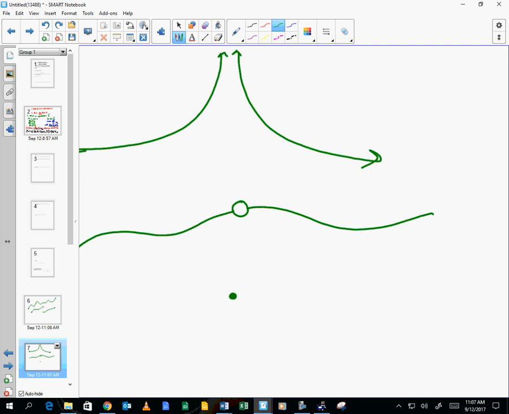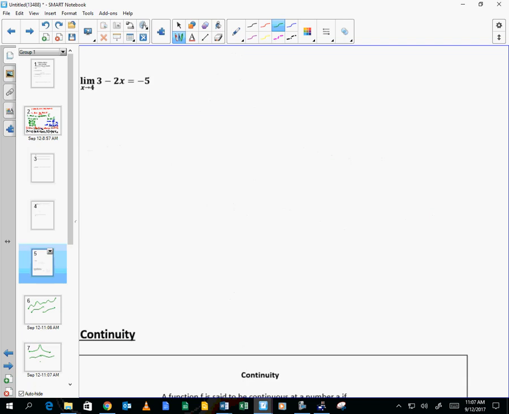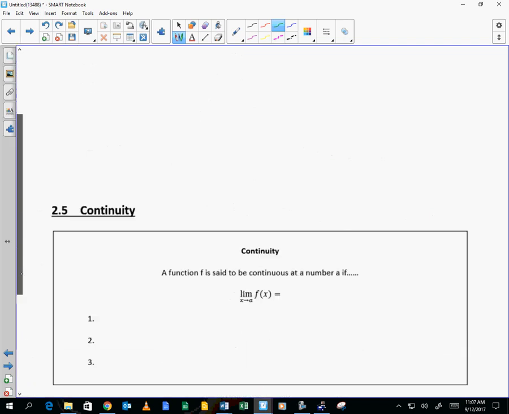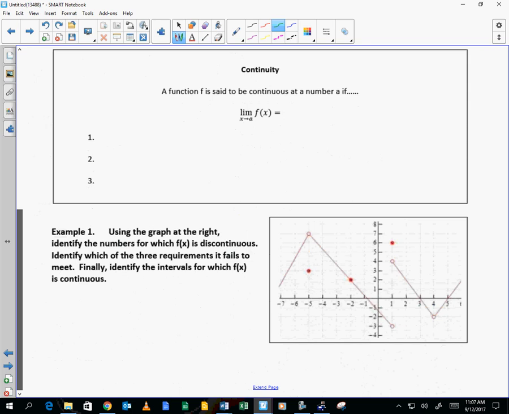Now, let's put forth a much stronger mathematical definition behind continuity. These three conditions you need to know, and they're not very difficult. A function f is said to be continuous at a number a, we're going to call that number a, if the limit as x approaches a of f of x is equal to f of a. Now you might wonder, what the heck does that mean?